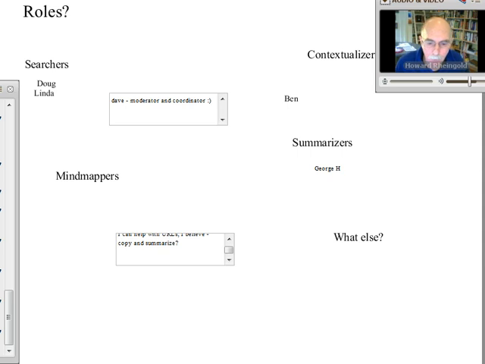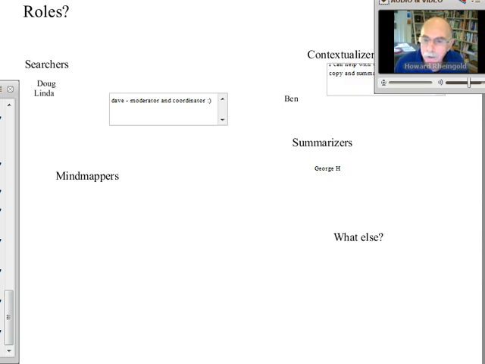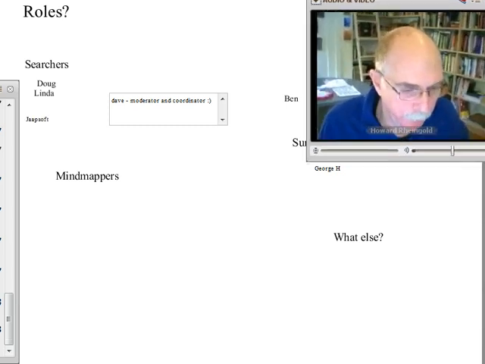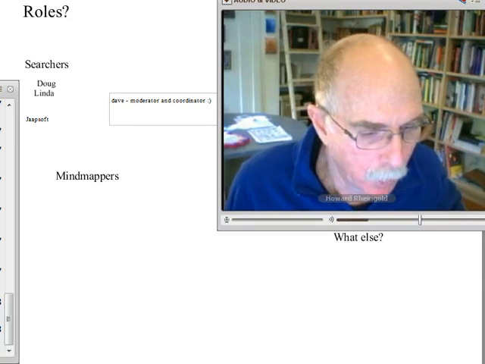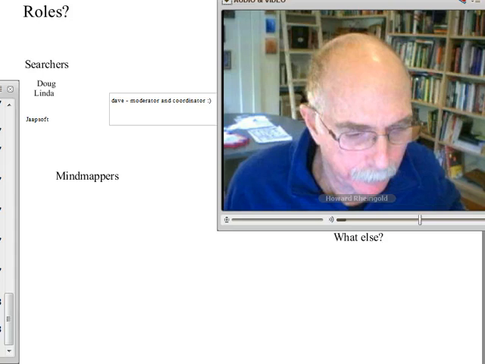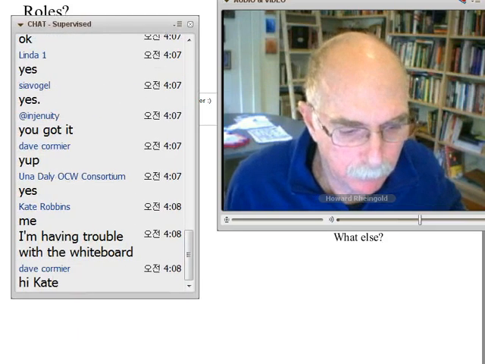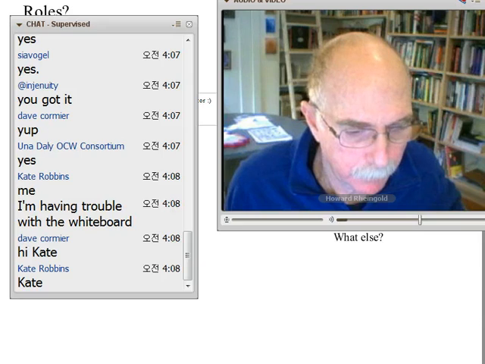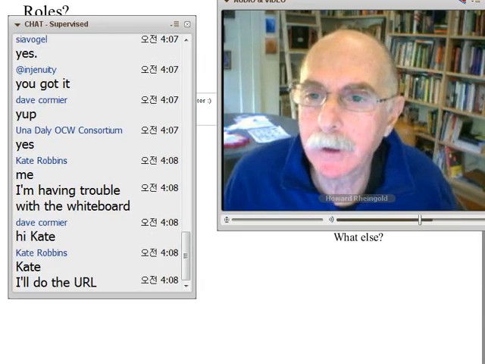Okay, whoever wrote "I can help with URLs," I believe, copy and summarize, I'm going to put that under contextualizer, and we need a name for that. Okay, I want to keep this moving fairly rapidly, so I'll give you another few seconds if people want to jump in and take one of these roles. What's the problem with the whiteboard? Kate? I'm going to let Dave take that, and I'm going to get started here.